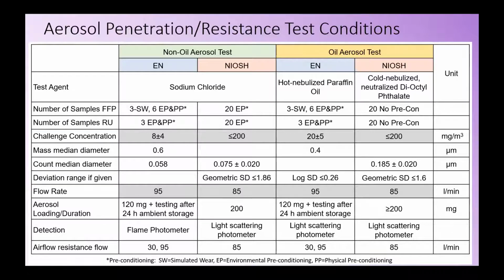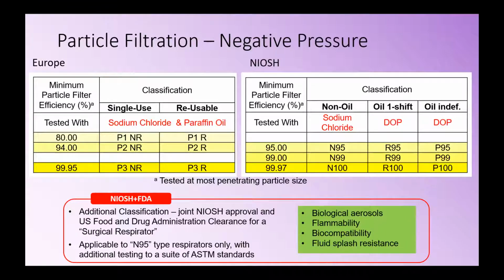Sorry, again, because of the time, there's not much time to go into this in much more detail. Airflow resistance is measured at 2 flow rates in Europe and at 1 flow rate for NIOSH, and they'll be doing some interpolation in a minute to show that. When it comes to the requirements, there are 3 levels in both: 80, 94, and 99.95 in Europe, and sodium chloride and paraffin oil is required for all types of filter. But we can designate filters for single use or reusable. Again, that determines whether that loading test applies. It only applies for reusable.